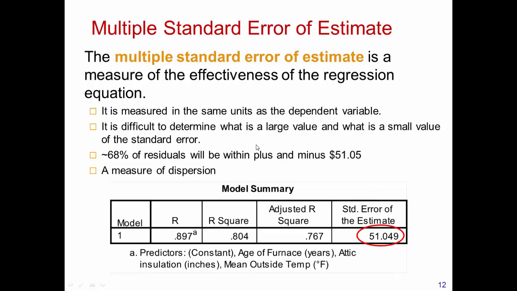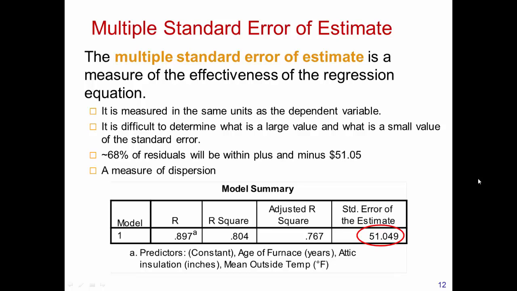How do we interpret the standard error of the estimate of 51.05 that we get from the model summary section of SPSS output? Well, it is the typical error when we use the equation to predict the cost. First of all, the units are the same as the dependent variable. In our example, it's dollars. Second, we expect the residuals to be normally distributed, so about 68% of the residuals will be within plus and minus $51.05, about 95% within plus and minus 2 times 51.05. Reminder, it's also the square root of the mean square residual value in your ANOVA table.